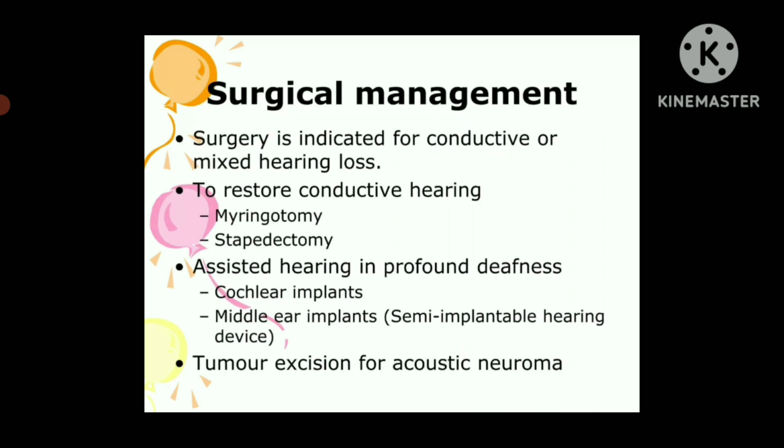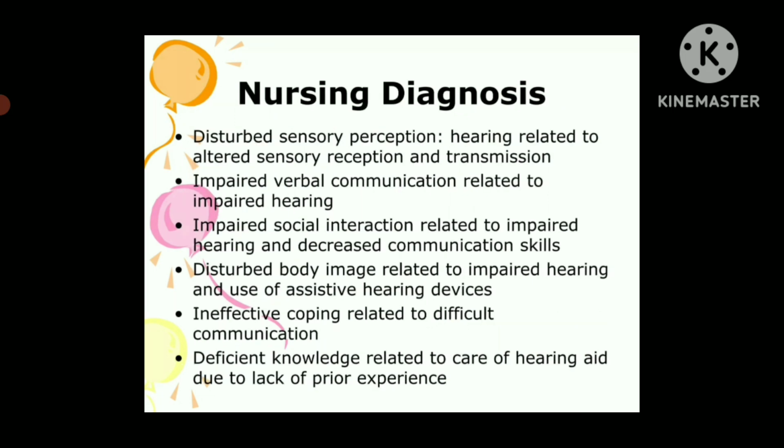Next is the surgical management. Surgery is indicated for conductive or mixed hearing loss to restore the conductive hearing. Myringotomy and stapedectomy are to be performed, and assisted hearing in profound deafness. In profound deafness, cochlear implants and middle ear implants can help, and tumor excision for acoustic neuroma.